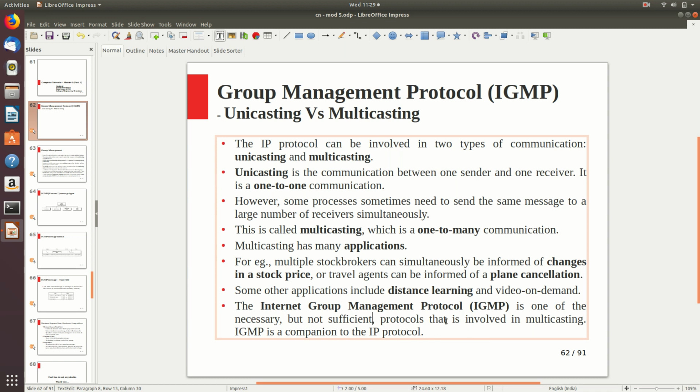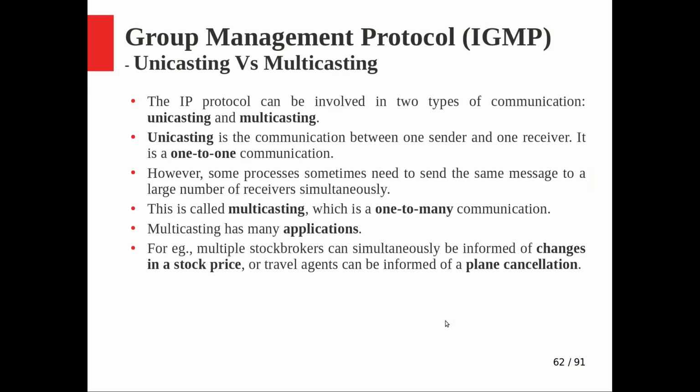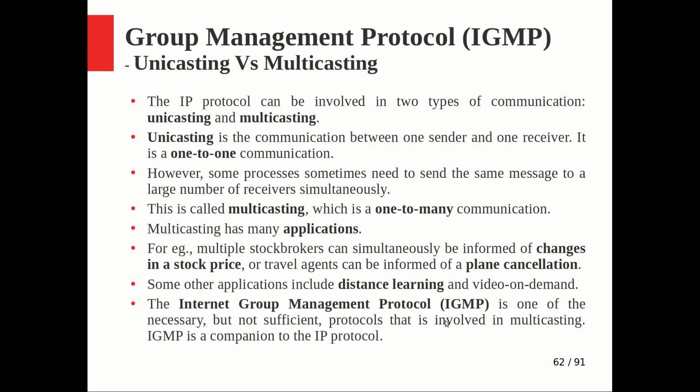The concept here is that we have to achieve multicasting in a general network. Along with IP, we can make use of the Internet Group Management Protocol. That is one of the protocols; there are many other protocols that do the same process, but we will be seeing IGMP in detail. So IGMP is a companion protocol to the IP protocol. Let's see how this group management is done in IGMP.